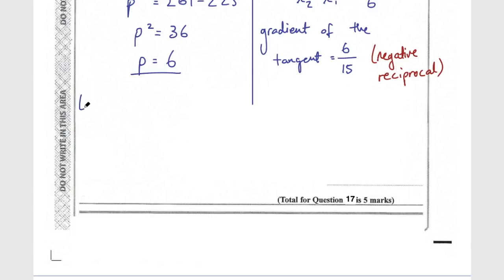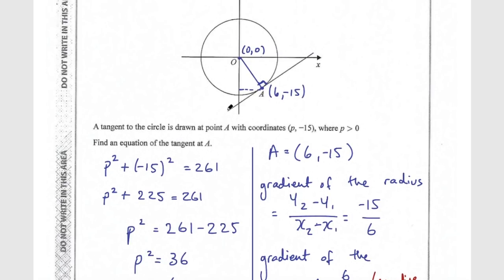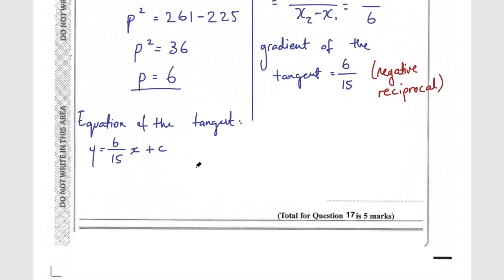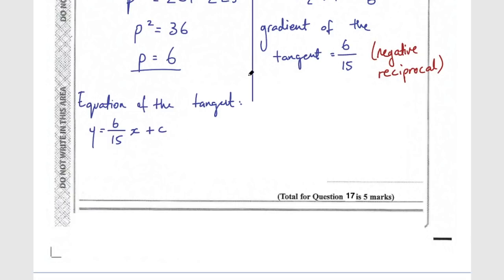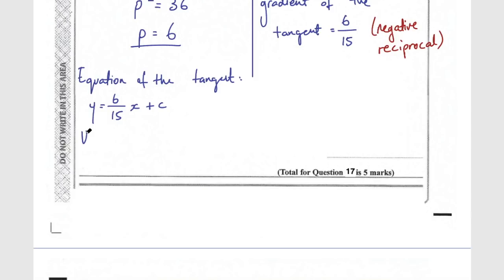So starting off, I can say the equation of the tangent will look something like this, where y equals the gradient times x plus some number c, which will represent the y-intercept, where the line cuts the y-axis. And to solve for c, I need to substitute in the point A.